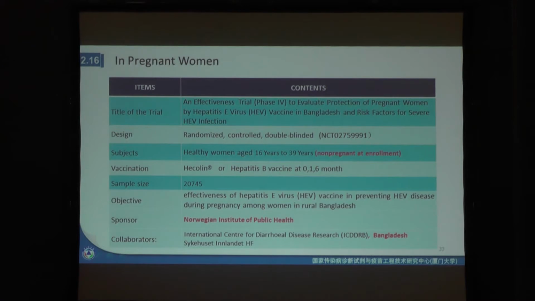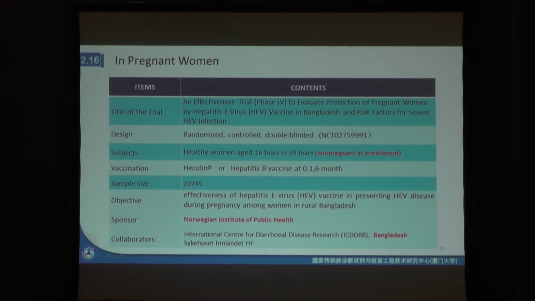And an institute, the International Center for Diarrheal Disease Research, ICDRB in Bangladesh, applied for funding from the Norway government and they were supported with more than 5 million US dollars to conduct this study. So this is a randomized, controlled, double-blinded study.